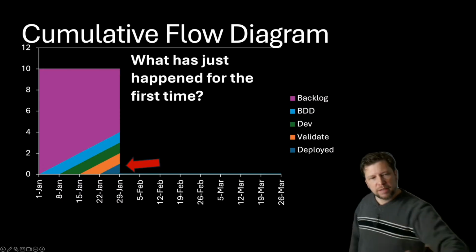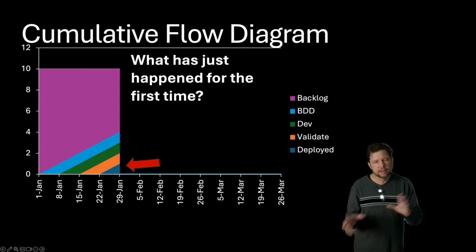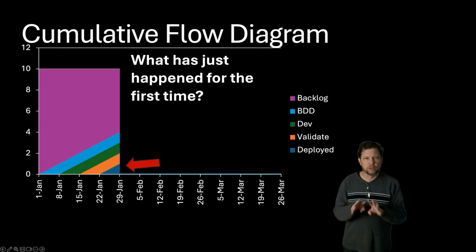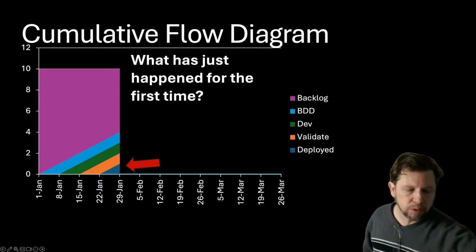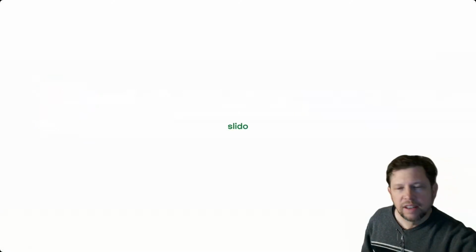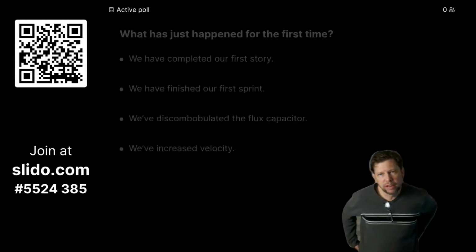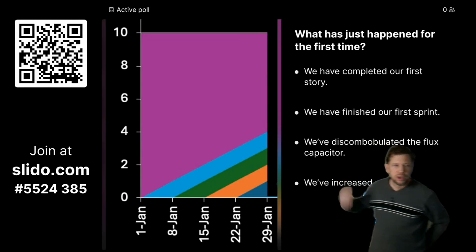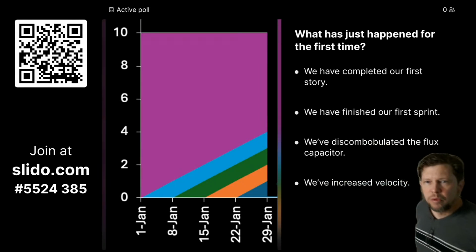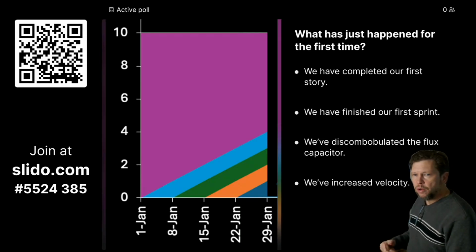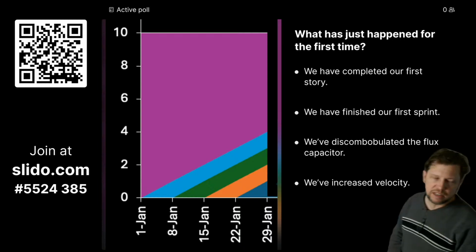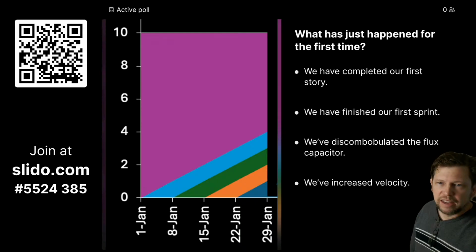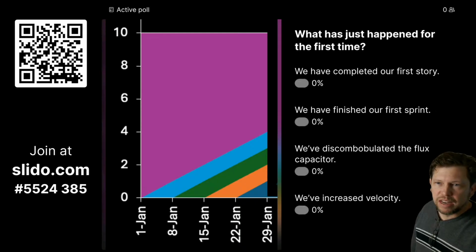Now, at this point, I want to ask, look at this, and we're going to come up with something on a slide. The question is, what just happened for the first time in this diagram that we're working? So the first time this has happened in that graph right there. First deployment. Okay, yes, good. So choose from what we've got here. Something was deployed. Yes. So we completed our first story. We finished our first sprint. We've discombobulated the flux capacitor, or we've increased velocity. And I think everybody in the chat is getting it right. And yes, that's the thing that we've done.